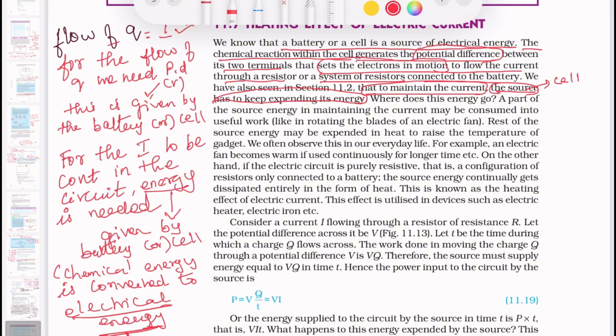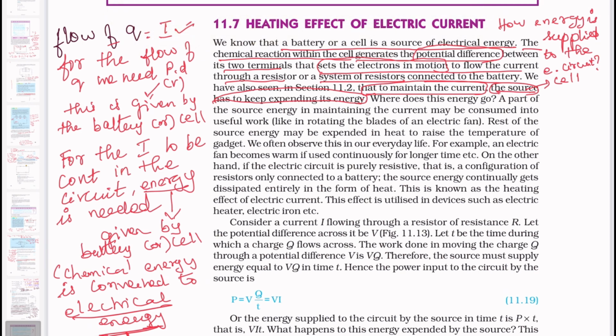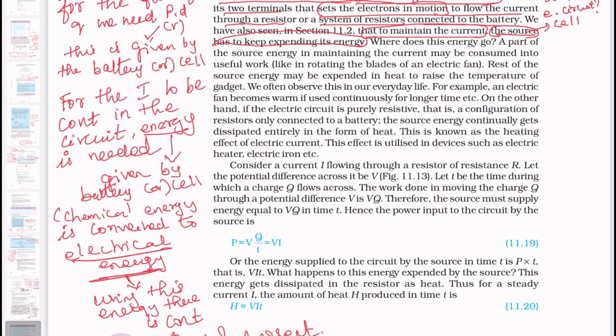So now, what is the question related to these few lines? How is energy supplied to the electrical circuit? Fine. So now we know that energy is being supplied to the electrical circuit. So what happens to the energy which is created? The same energy is used for two purposes. The potential difference which is given by the cell is also because of the energy.